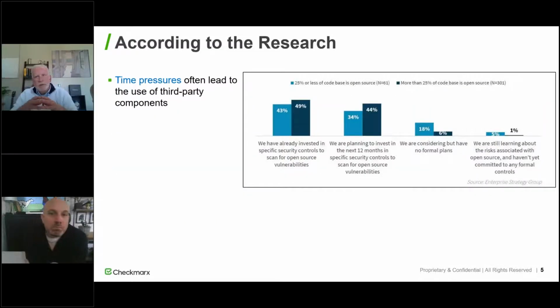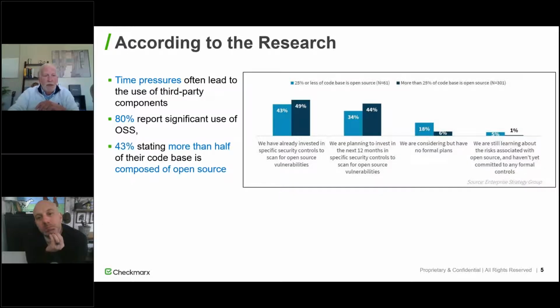Also, here at Checkmarks, we do a lot of work with an organization called ESG, and according to their research, there are some interesting statistics as well. Number one, time pressures often lead to the use of third-party components, right? For developers, it's time to market. We've got to get these releases out as fast as possible. That's one of the reasons why developers choose to select these third-party components. From this statistic, 80% report significant use of open source software in their code base, and 43% actually state that more than half of their code base is composed of open source.